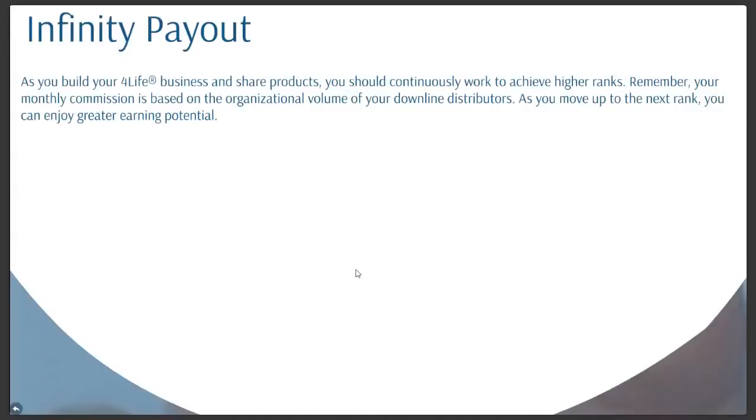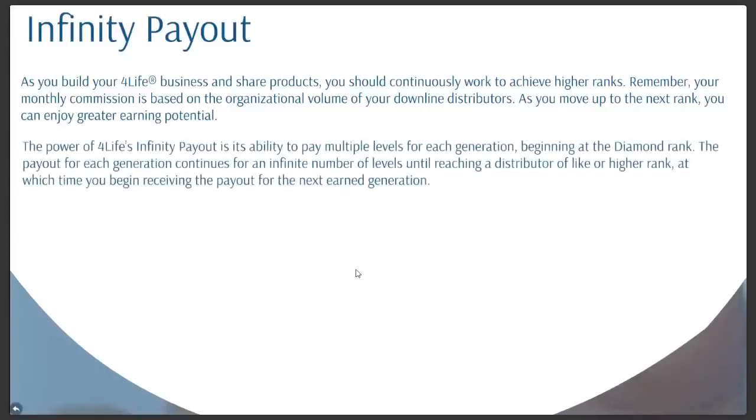So as you build your 4Life business and share products, you should continuously work to achieve higher ranks. And remember that your monthly commission is based on the organizational volume of your downline distributors, and how and where those people are. So as you move up to the next rank, you're going to be able to enjoy greater earning potential. The power of 4Life's Infinity Payout is its ability to pay multiple levels for each generation. So beginning at that diamond rank, remember that previous graph where I highlighted everything in that gray infinity symbol, that's where all these infinity payouts begin.